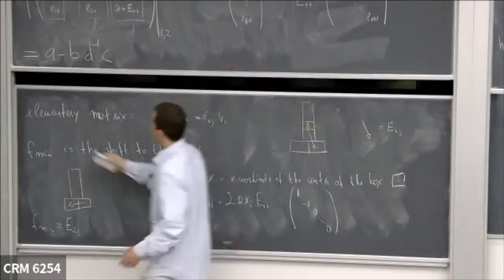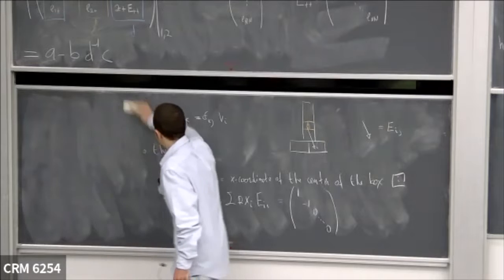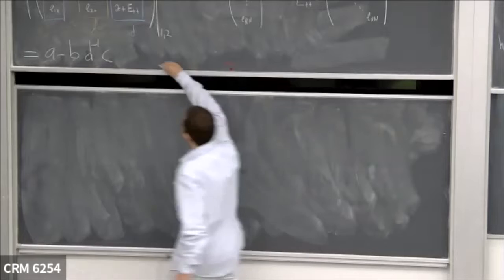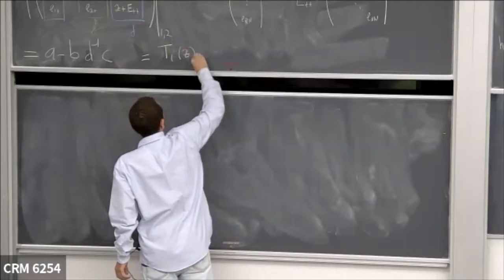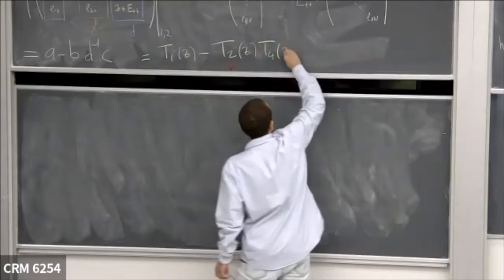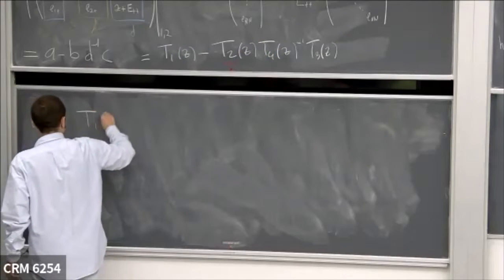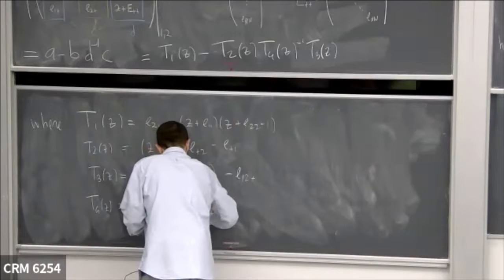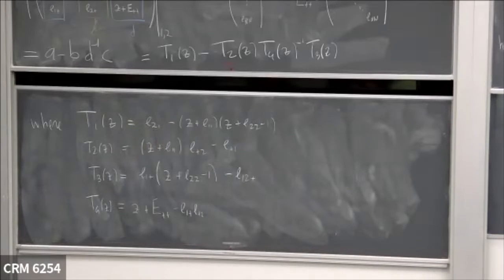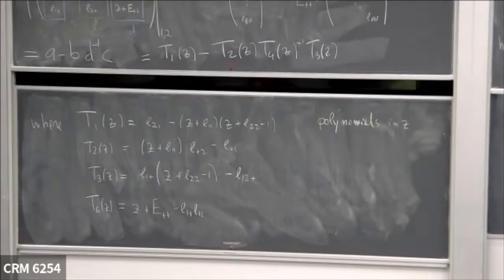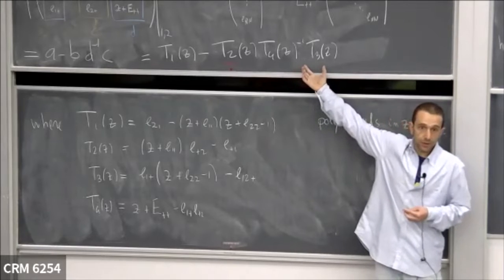And let me just write the result. I mean, formulas are not important. I just hope it's clear how to work this out. Let me write the final result as T1 of Z minus T2 of Z, T4 of Z inverse T3. You can perform the computation and check if what I wrote is correct, if you wish. Apart from these formulas, what is important is that these are all polynomials. And the final expression is a rational function in Z.